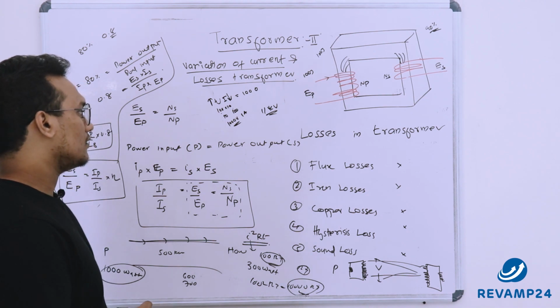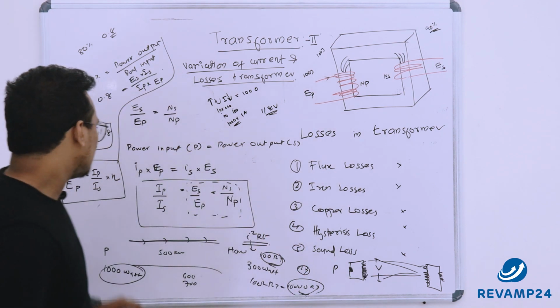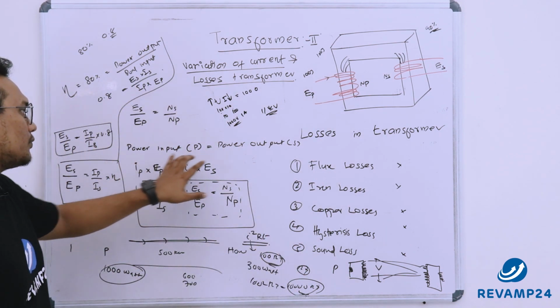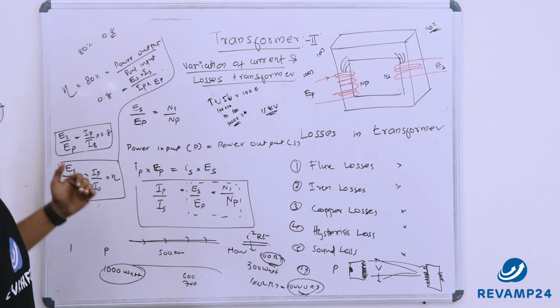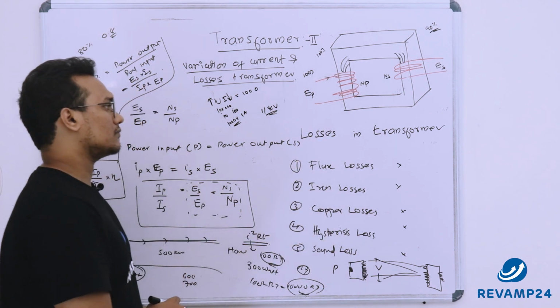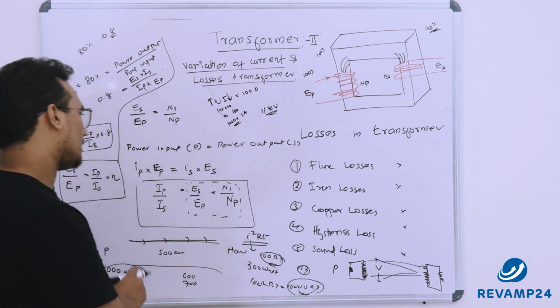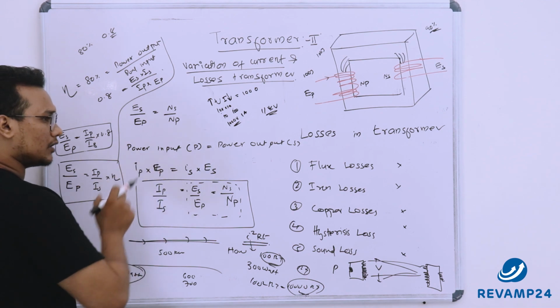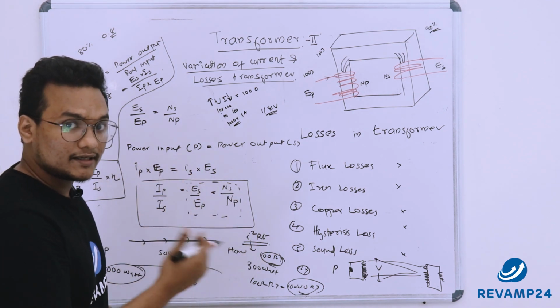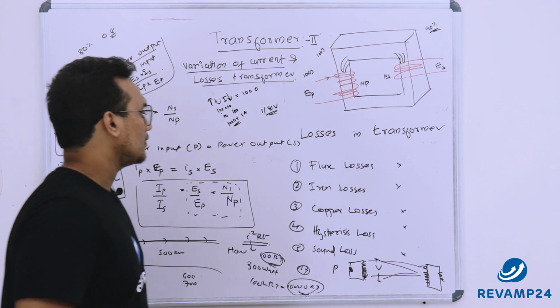Now we will see what the losses in a transformer are. First thing is flux loss. See, here we have considered that power input is equal to power output. That is not 100% true. There would be certain types of losses in a transformer, so the power output would not be 100% equal to the power input. Maybe 90%, that will be true.